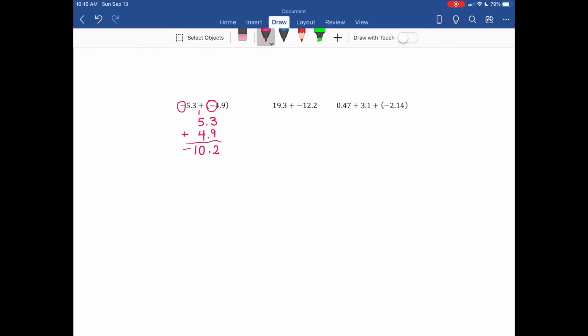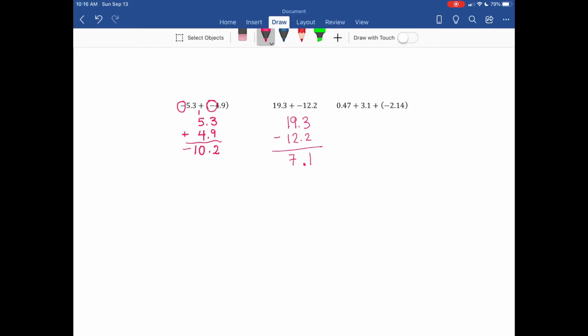Good. Here, my next problem, I've got 19.3, which is positive, plus -12.2. So in this case, I'm going to subtract the 12.2 from 19.3, lining up the decimals, and you'll notice that the 19 is the larger one, so my result here is going to be positive, since 19 is positive. And I go to town. 3 minus 2 is 1. And then 9 minus 2 is 7, and then the 1s go away. So this leaves me with positive 7.1.